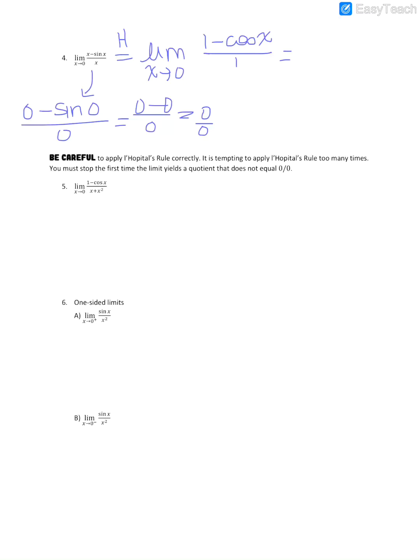All right, let's plug in the 0. So 1 minus cosine of 0 is 1. This gives me 0 over 1, so my answer is 0.